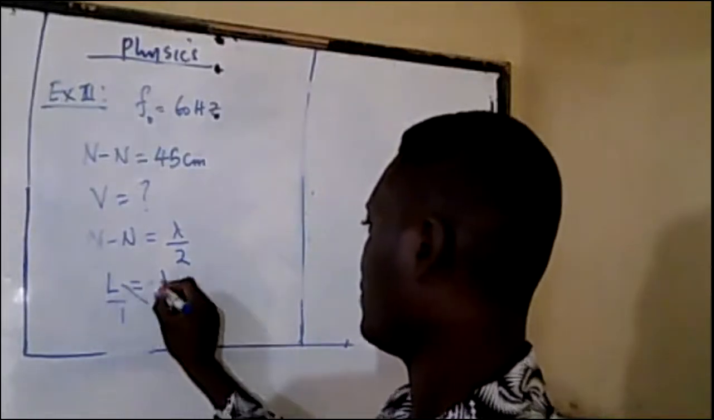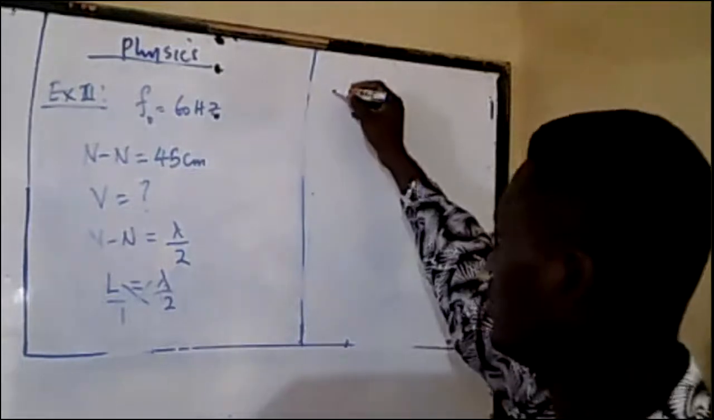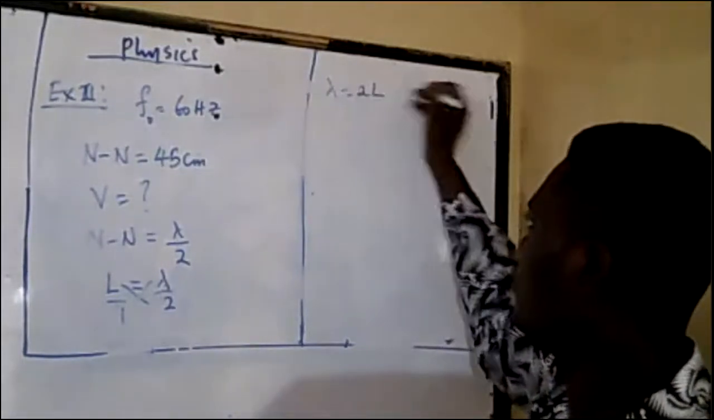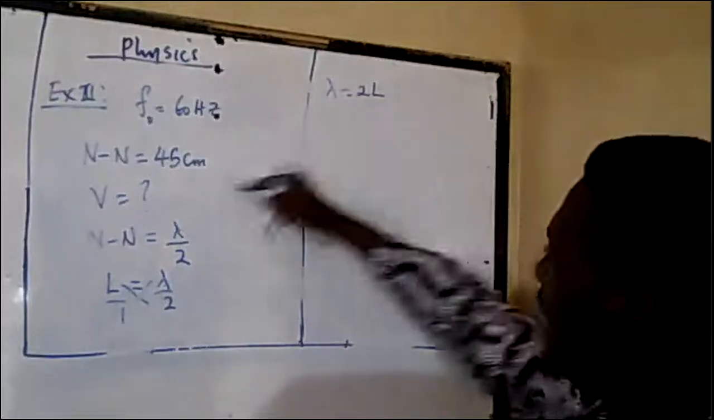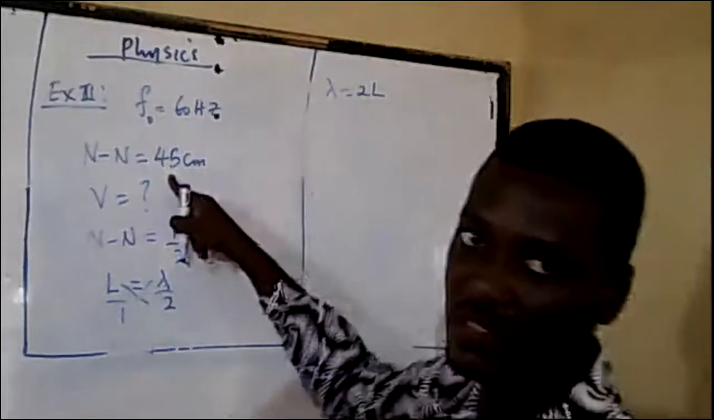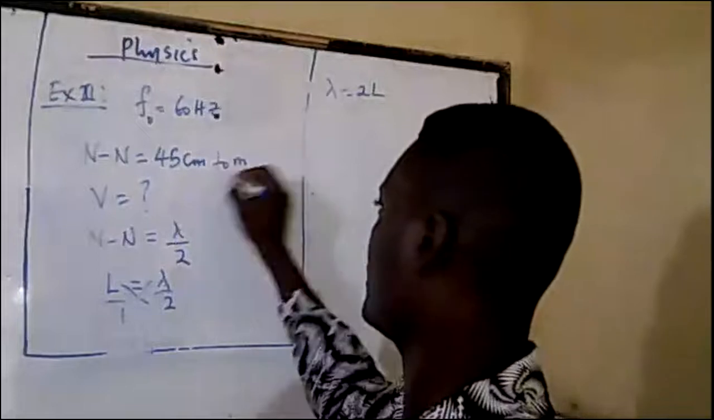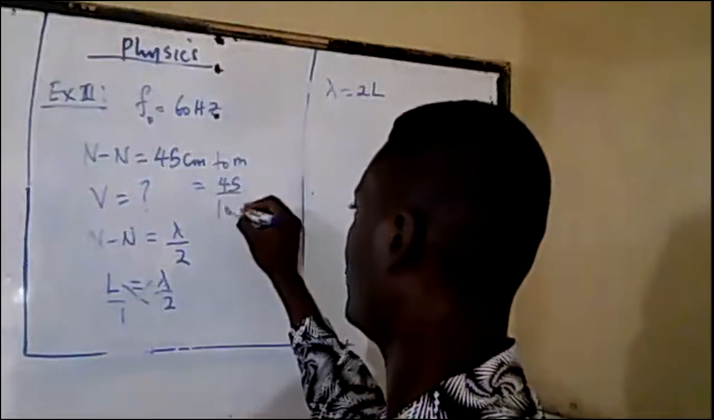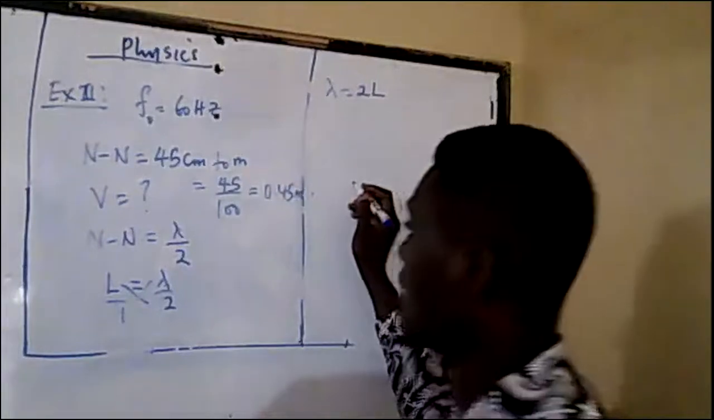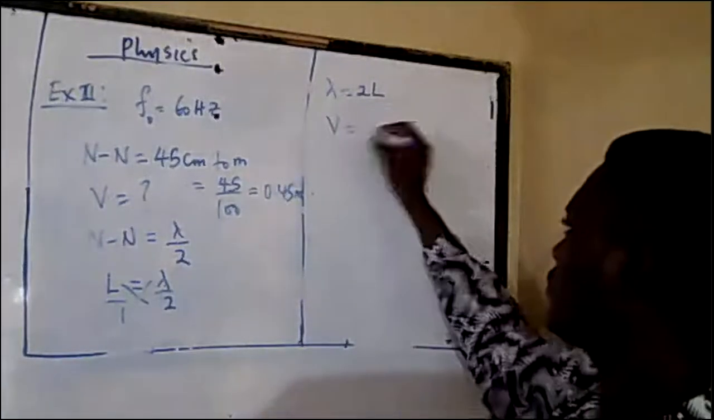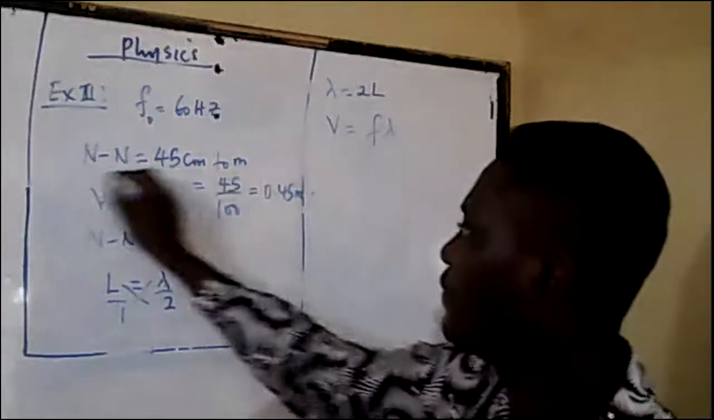So if we cross multiply, that gives us what? Lambda is equal to 2L, right? Now, our 45 centimeter is not in standard unit, so you need to convert to meter, and that is what? 45 over 100, and that will give us what? 0.45 meter, right? So we know that V is equal to F lambda, and we're looking for V, the speed.